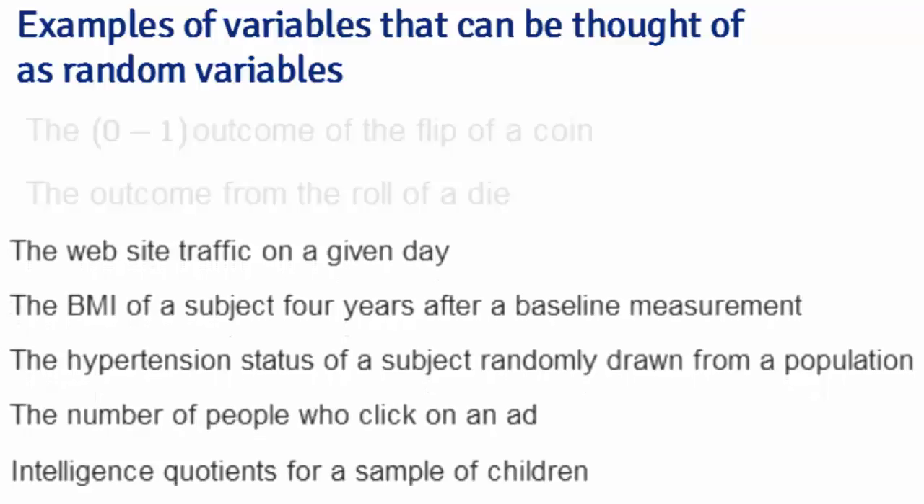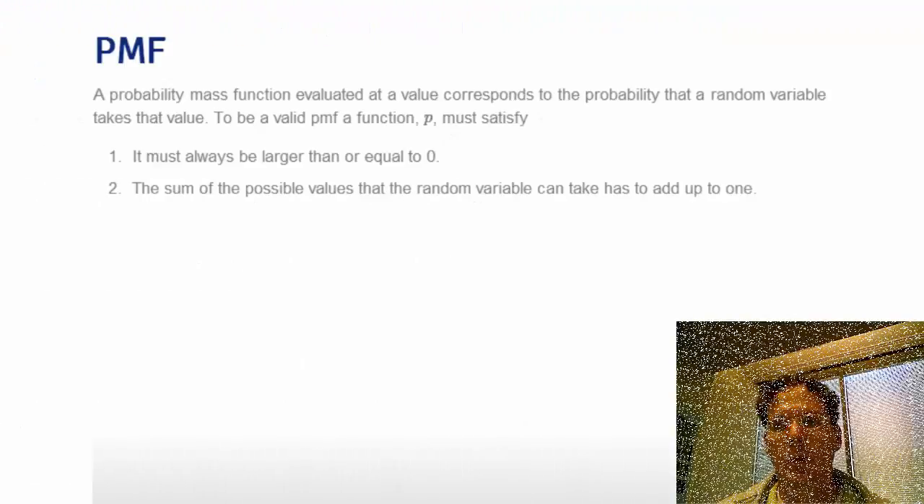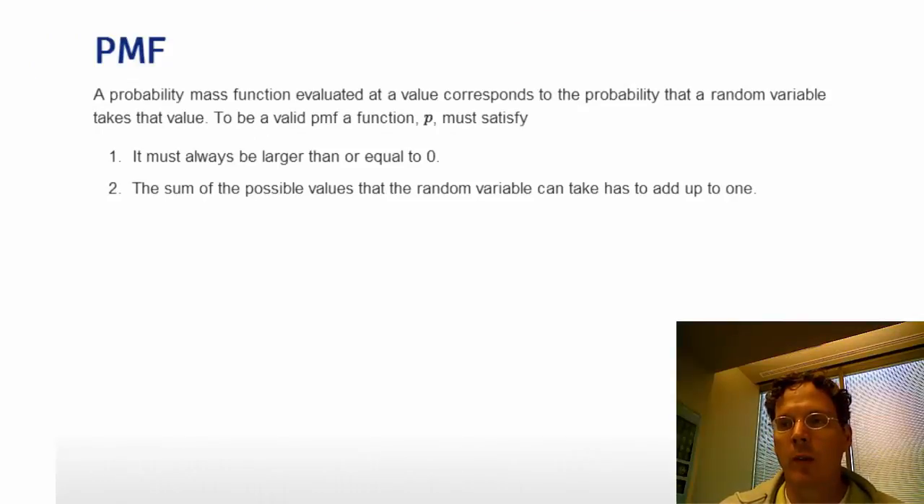The number of people who click on an ad is another discrete random variable, but an unbounded one. But still, we would assign a probability for 0 clicks, 1 click, 2 clicks, 3 clicks, and so on. Intelligence quotients are often modeled as continuous. When we talked about discrete random variables, we said that the way that we're going to work with probability for them is to assign a probability to every value that they can take.